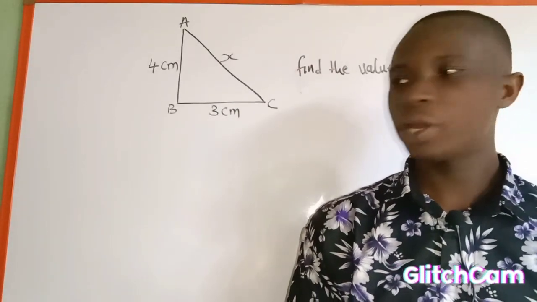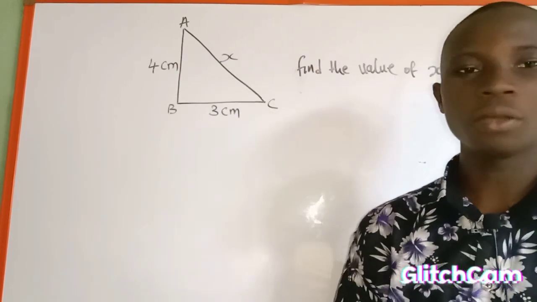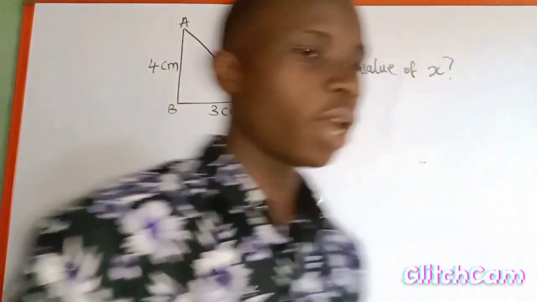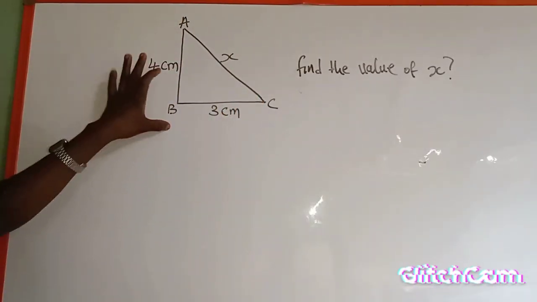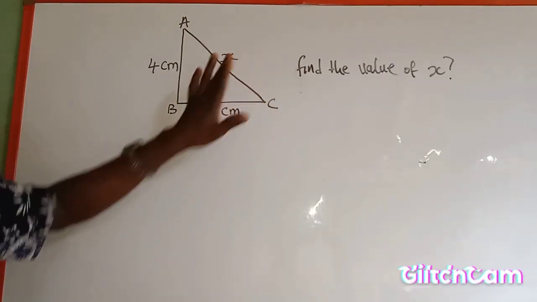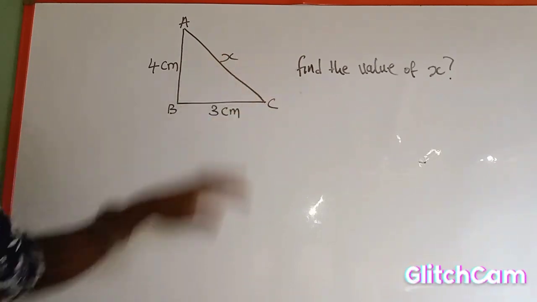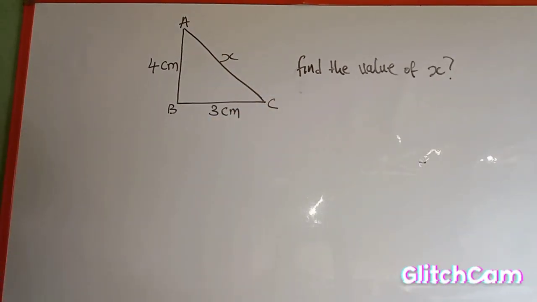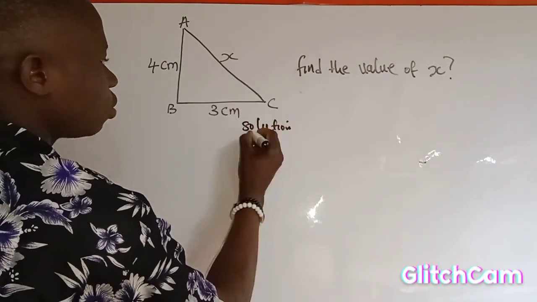In today's tutorial, we are going to learn how to solve this Pythagorean theorem question on the board. The question says we have this triangle on the board, and the length from A to B is given, from B to C is given, but from A to C is not given, which we represent by S, and we are asked to find the value of S. So I will start by writing the solution to the above question.